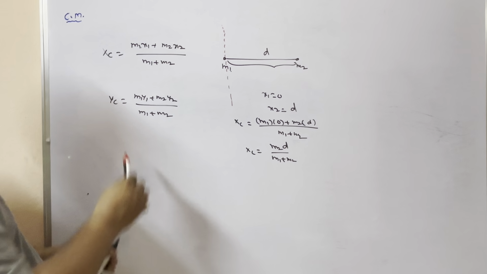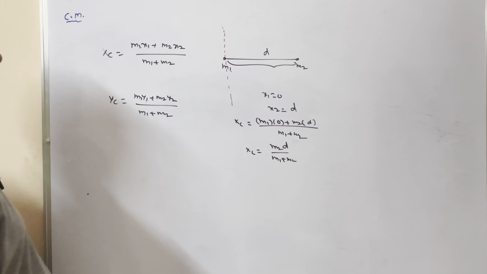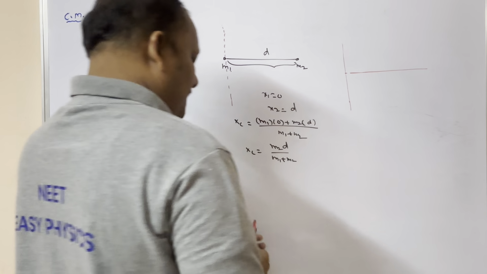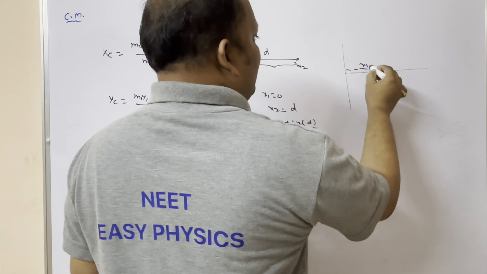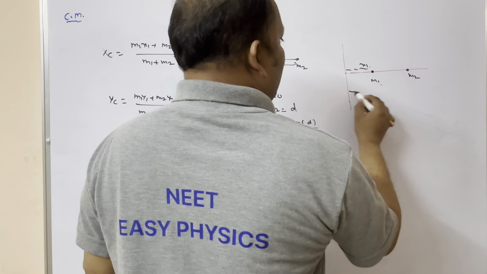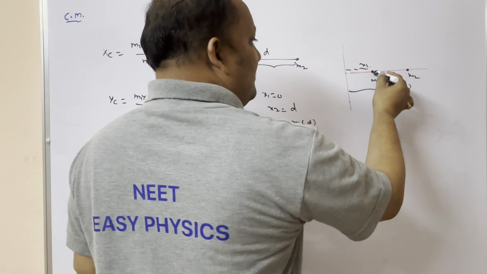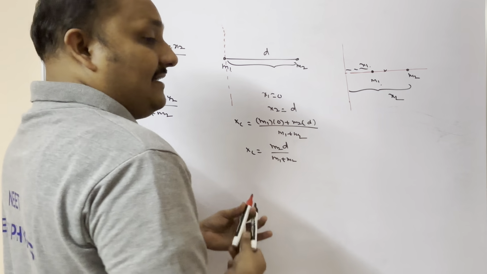But for this formula, if m1 is not at the origin, how will we write it? Like this. m1 is at a distance x1, m2 is at a distance x2. So the center of mass will be within these two masses, somewhere it will be coming. So what is that? xc.